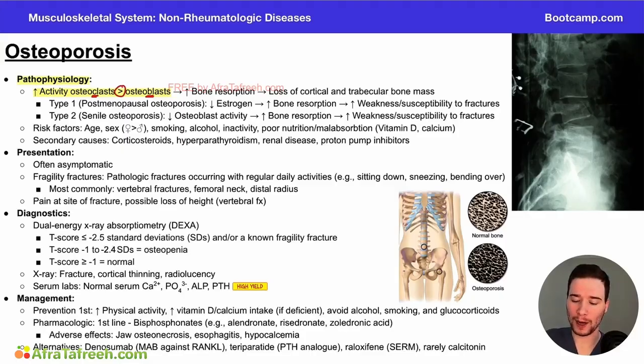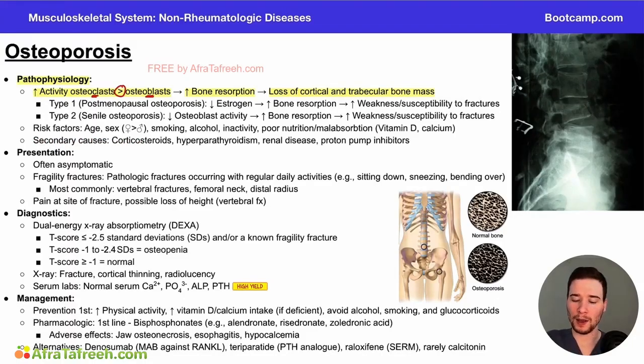And this is problematic. Why? Because it increases bone reabsorption, which ultimately leads to a loss of cortical and trabecular bone mass. Now, like we said, this loss of bone mass is problematic for the patients because the loss of bone mass is going to predispose patients to fractures and other complications as well.